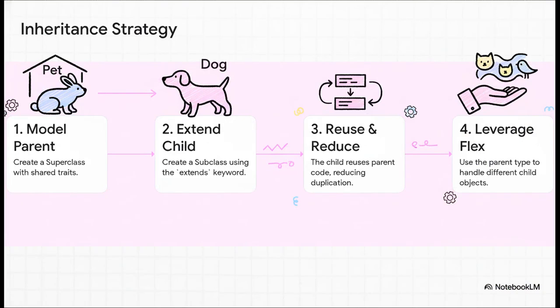Here's your 4-step guide. First up, find that common ground and build a general parent, your superclass. Then, create your more specific child classes using that all-important extends keyword. Third, just kick back and enjoy reusing code and typing less. And finally, the big one, leverage that is-a relationship to write some seriously flexible and powerful code.